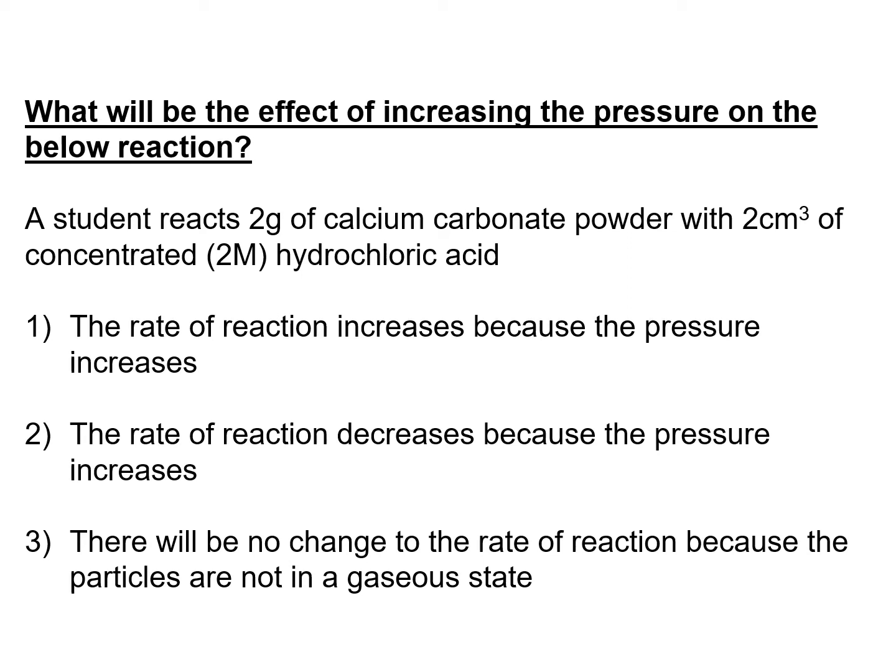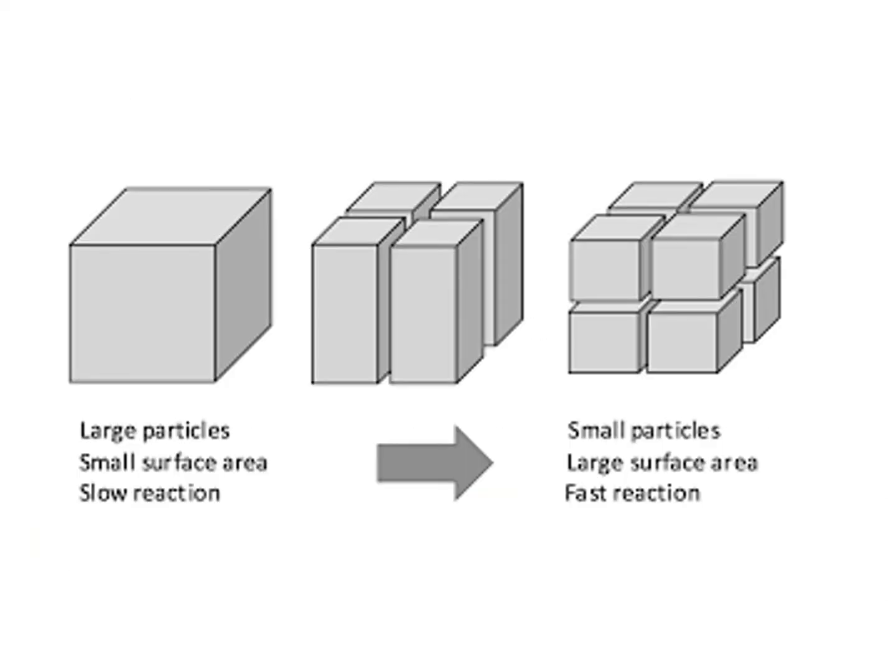If you chose one or two, then you have been tricked, because if you read the question and the information really carefully, we have got a powder and we've got an acid. The powder will be in solid form, the acid will be in aqueous form, therefore there are actually no gases present. Therefore, there should be no change in reaction. And the correct answer is 3.